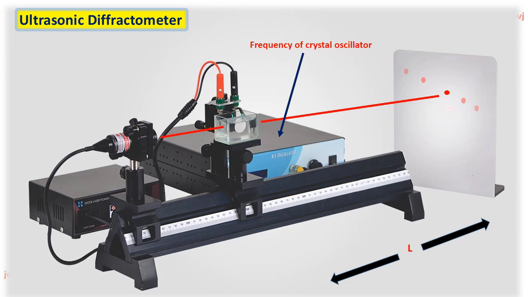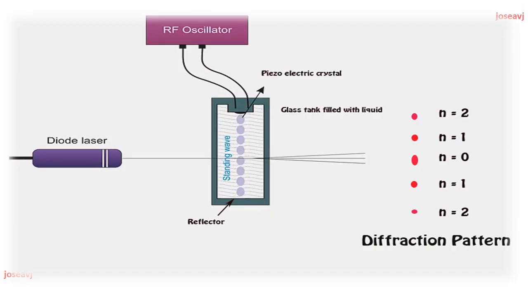Light traveling through the grating suffers diffraction, and we get the diffraction pattern on the screen, which is arranged at a distance L from the grating. This is the grid-like arrangement created by the interfering ultrasonic wave which travels through the container filled with liquid. And when you pass light through this grid-like arrangement, diffraction happens and we see the diffraction pattern on the screen.